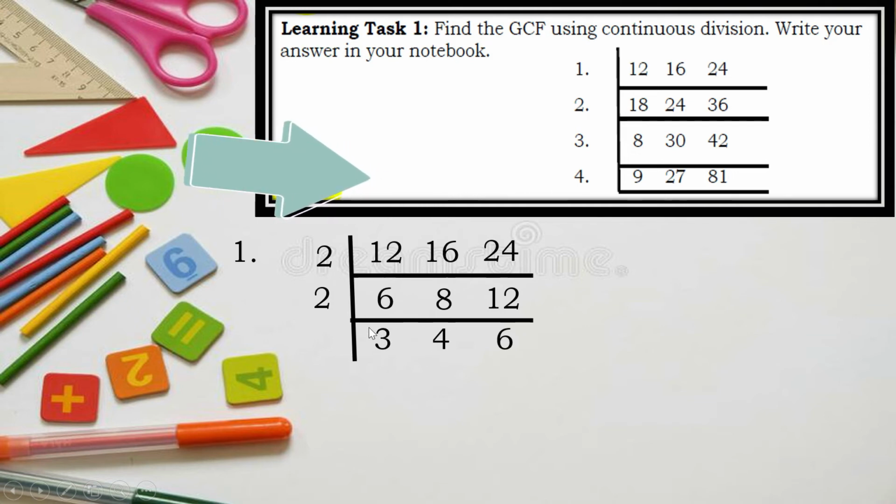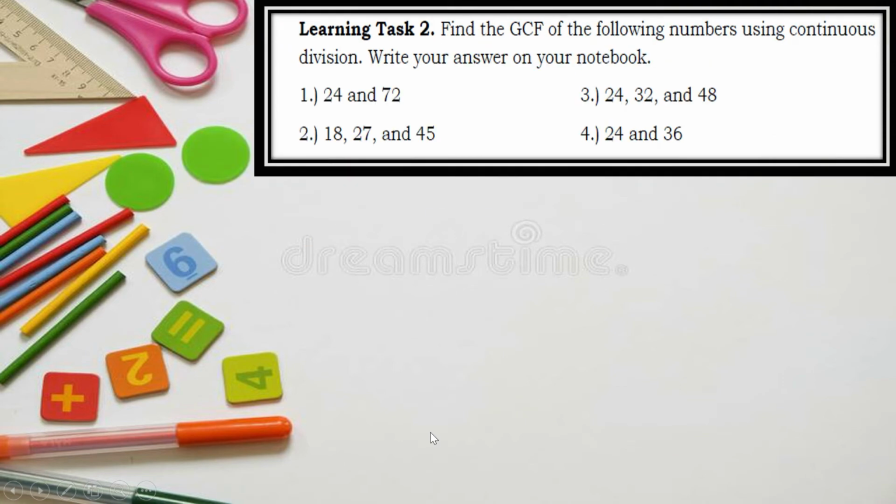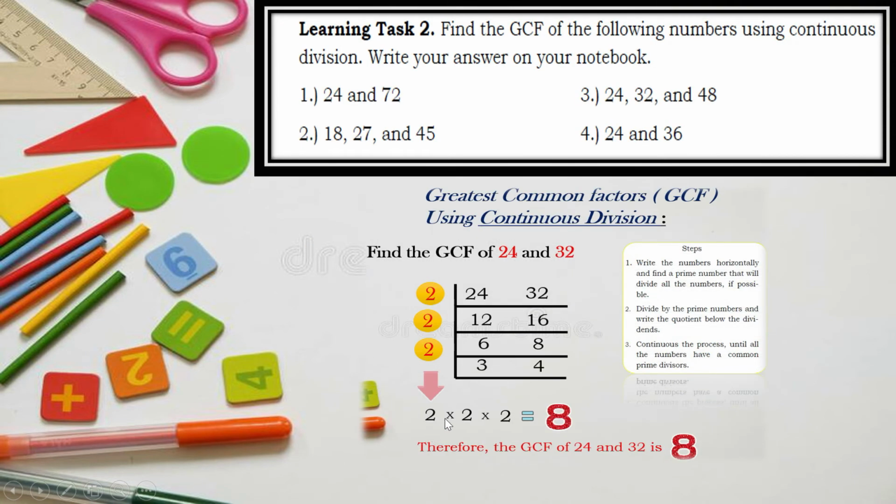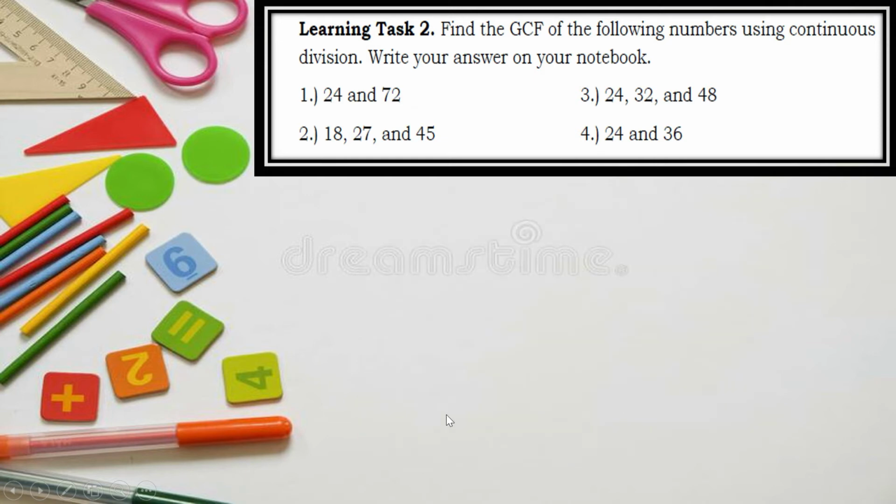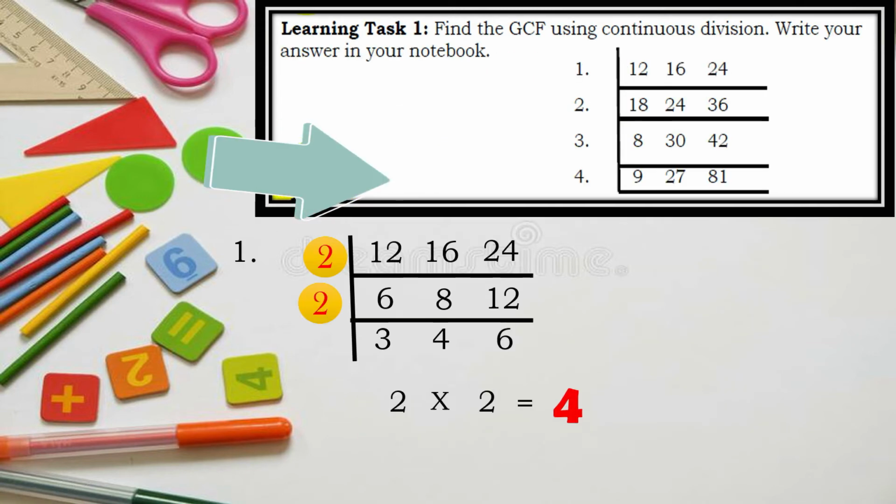So, ano na ang gagawin nga po? So, kukunin natin yung number na nasa left, then i-multiply natin to find the GCF. So, ayan, yung 2, yung dalawang 2. So, we have 2 times 2 is equal to 4. Yan. So, the greatest common factor of 12, 16, and 24 is 4.